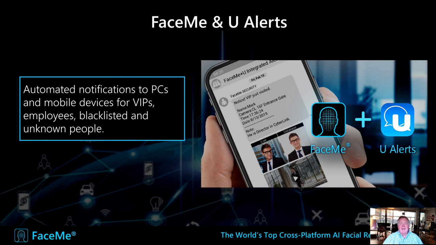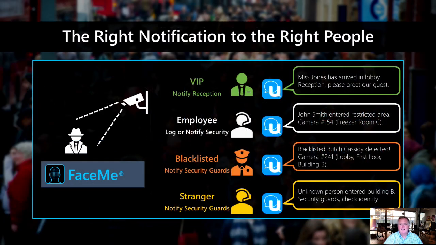U Alerts adds an additional module to FaceMe, where basically it will send messages to respective people depending on who is identified by a camera, let's say a VIP customer, a blacklisted person, or an employee. And that's exactly how it works. It's a very simple notification. So FaceMe detects somebody instantly.